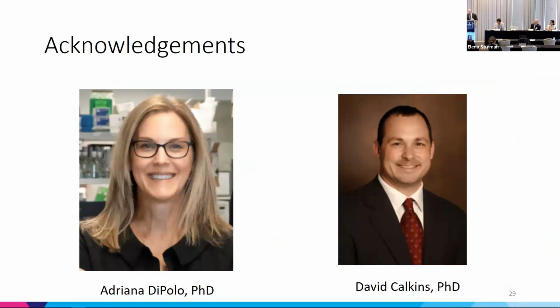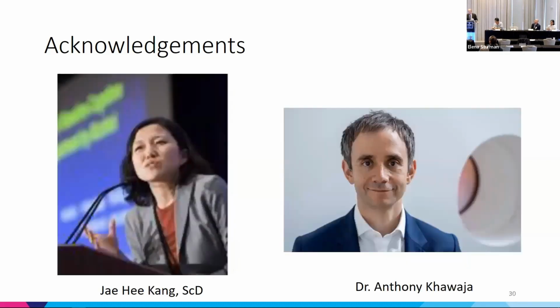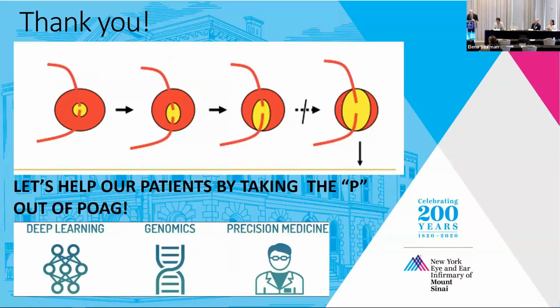And I just want to acknowledge Adriana and David Calkins, who really have put together a lot of the thought processes here and have done a lot of the work. I think a lot more needs to be done on a basic science level regarding insulin signaling and its relationship to retinal ganglion cell health. Also want to acknowledge Jae-hee, who did one of the important studies regarding type 2 diabetes in relationship to primary open-angle glaucoma, and Anthony with that beautiful study on hemoglobin A1C and its relationship to retinal nerve fiber layer thickness. Thank you for your attention.